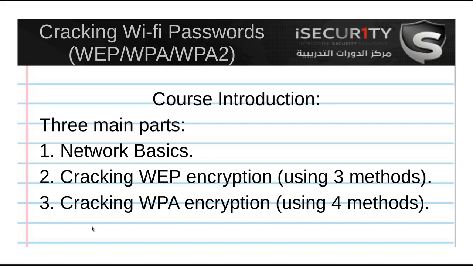After we do that, we're going to move to WPA. We're going to again understand how WPA works and what's the difference between WEP and WPA, and what's the weakness in WPA that allows us to crack this encryption. WPA and WPA2 are similar. They can be cracked using the same methods. We're going to talk about this in more detail once we move to that part. And again, we're going to talk about four methods to crack WPA, going from slower to quicker methods of cracking it.